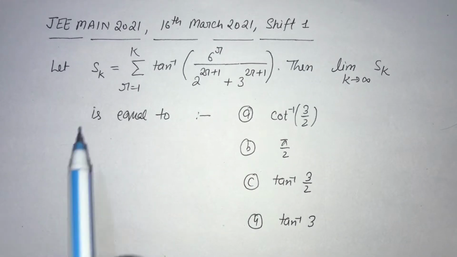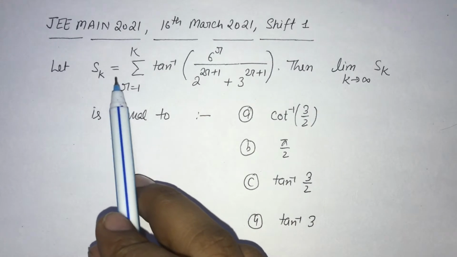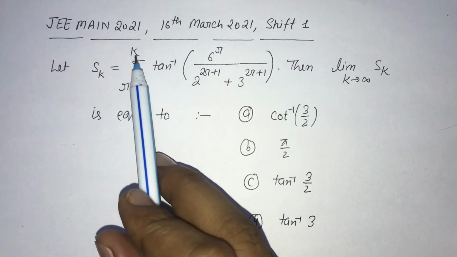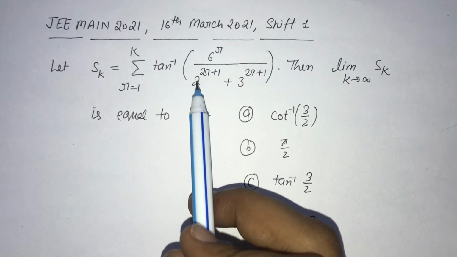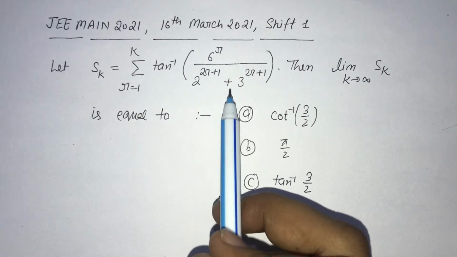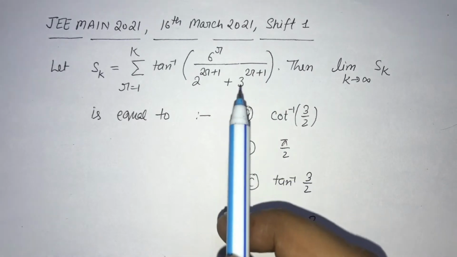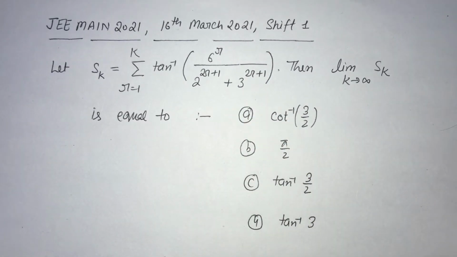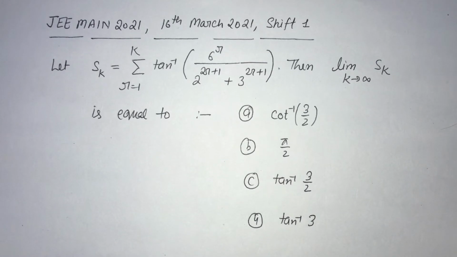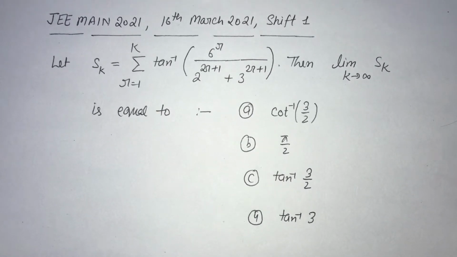In this problem, let Sk equal sigma r equals 1 to k of tan inverse of 6 raised to the power r upon 2 raised to the power 2r plus 1 plus 3 raised to the power 2r plus 1 is given. Then we have to find the limit as k tends to infinity of Sk. So basically this question is based on inverse trigonometric functions.